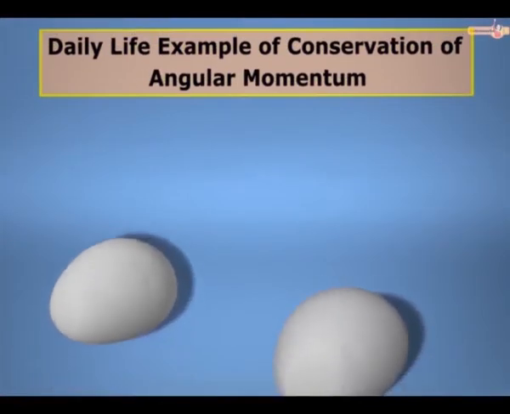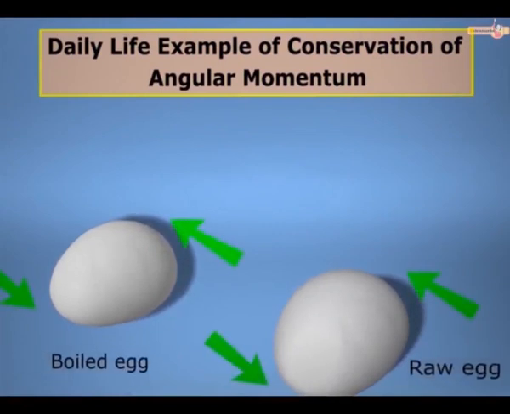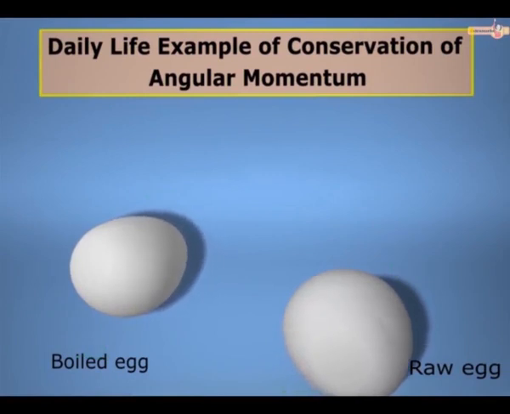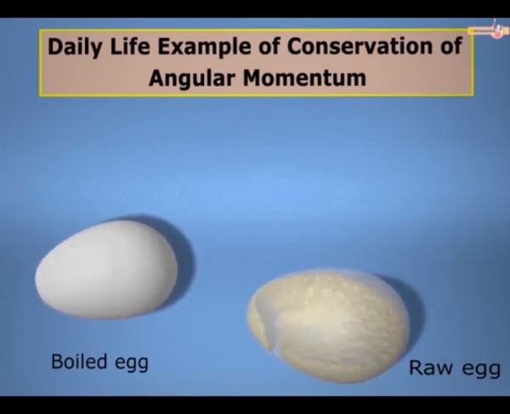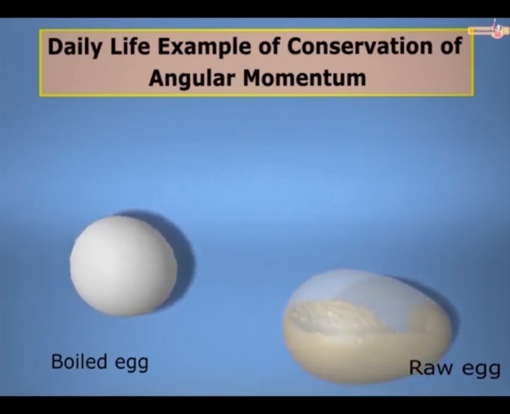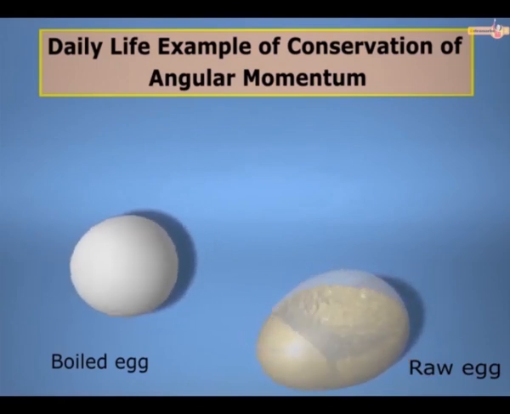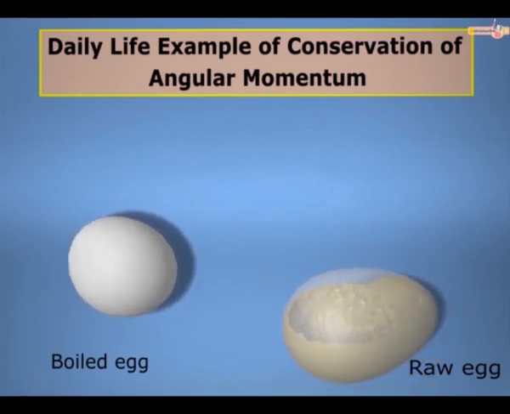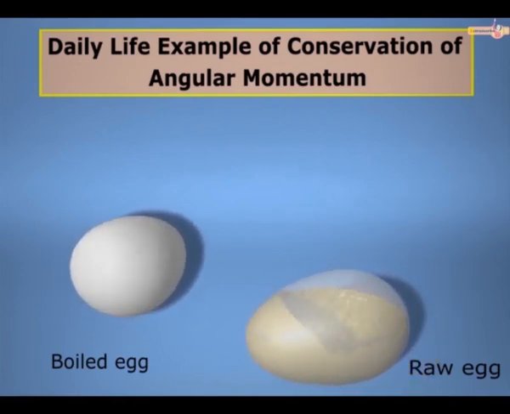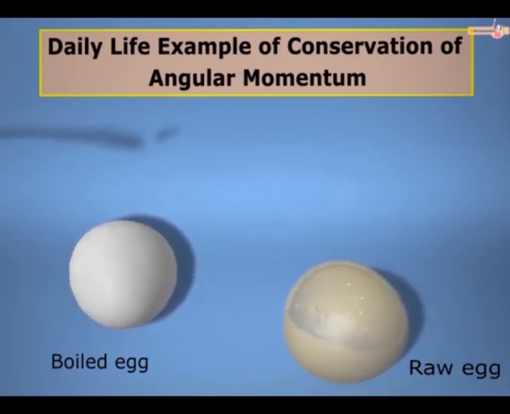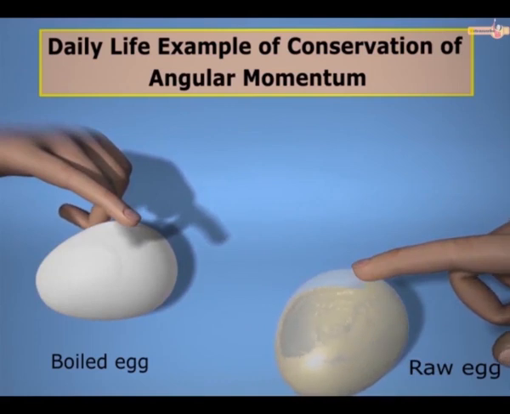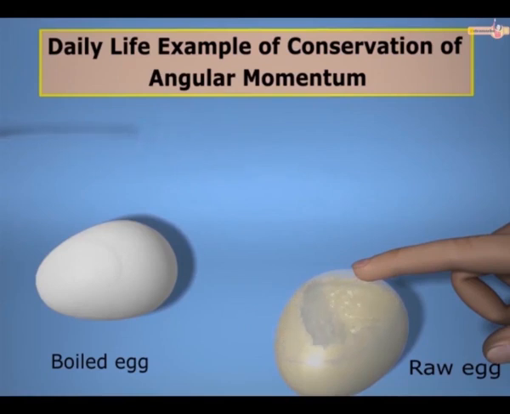Can you distinguish a boiled egg from a raw egg by spinning them? You can do so by observing what happens when a force is applied to spin them. A raw egg spins slower than a boiled egg when given the same amount of torque. It is because the liquid particles inside the raw egg get pushed away from the center towards the shell, and hence the moment of inertia of the raw egg is more than that of the boiled egg, and it acquires a lesser angular velocity.